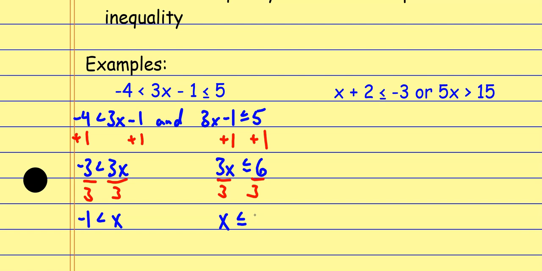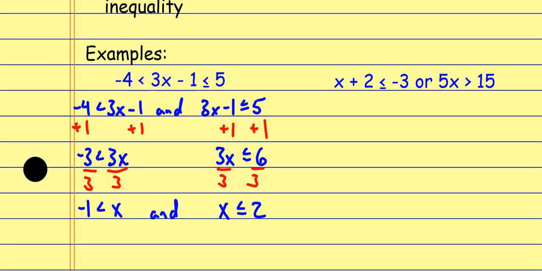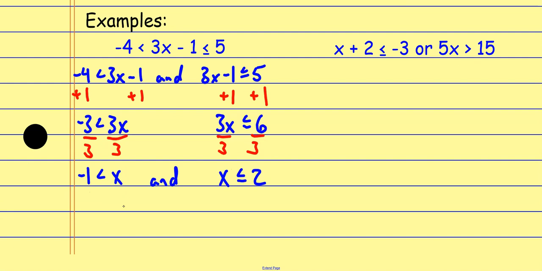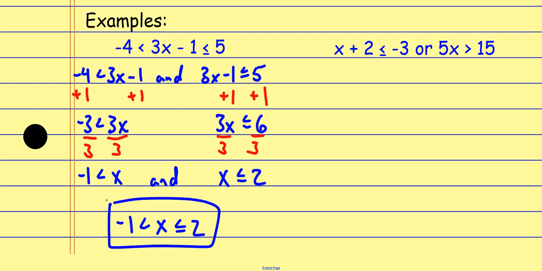And I don't have to flip the inequality symbol. Remember, you only flip the inequality symbol if you multiply or divide by a negative. But then at the end, I would have the word "and" in between here. Well, look at the way this is written. I can slap this thing back together. It's -1 less than x less than or equal to 2. And I can rewrite it back in that same format that I started with.